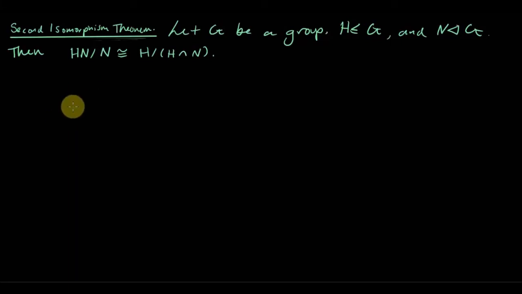To prove this, we're going to have to show two basic facts first. Firstly, let me just write these down: that HN is really a subgroup of G, and also that H intersect N is in fact normal in H. Then we'll be able to construct this quotient group here. And we haven't actually explicitly defined what HN is in the theorem, so let's just quickly do that.